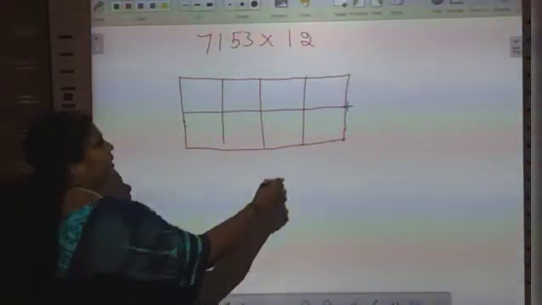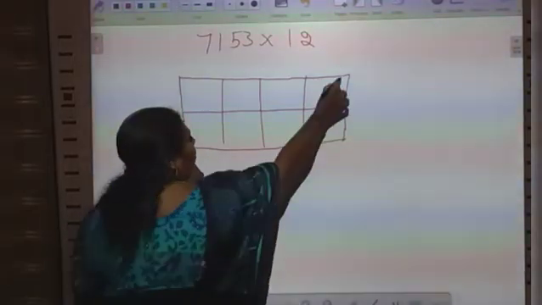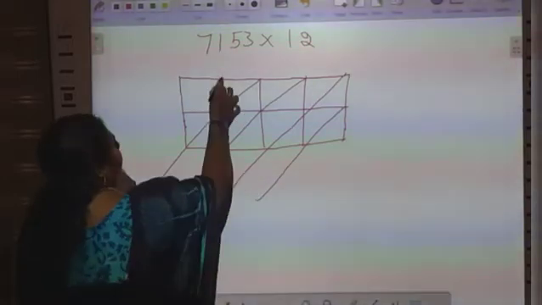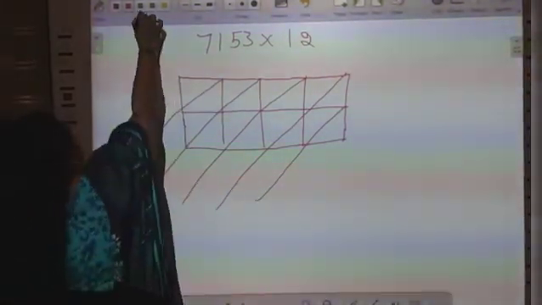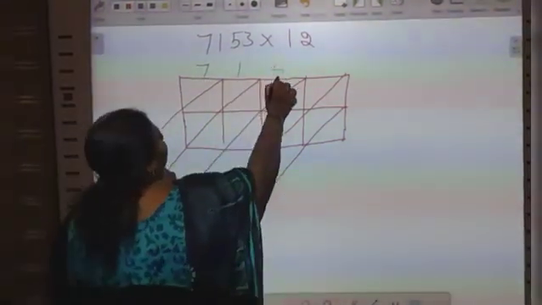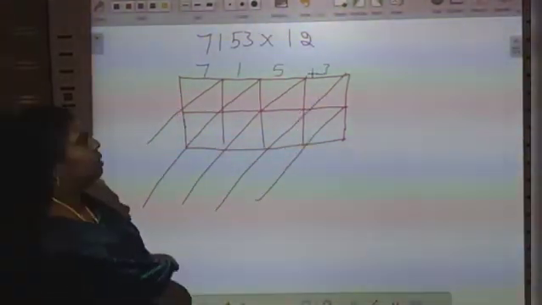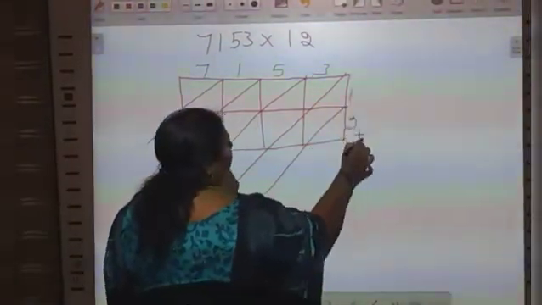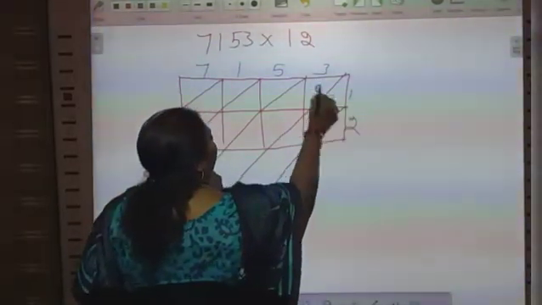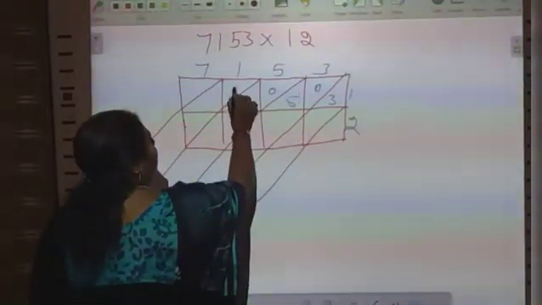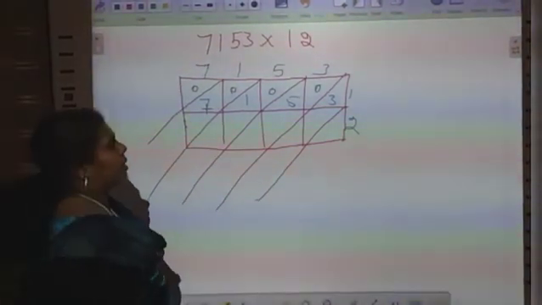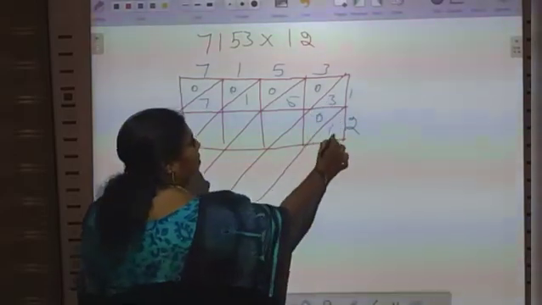Right? Next, diagonal line. Yes, 7,153. Then 2 digit multiplier 12 here. Yes. Then 1 3 is how much? 3. Then 1 5 is 5. 1 1 is 1. Then 1 7 is how much? 7. Right? Yes. Next, 2 times 3 is 6.